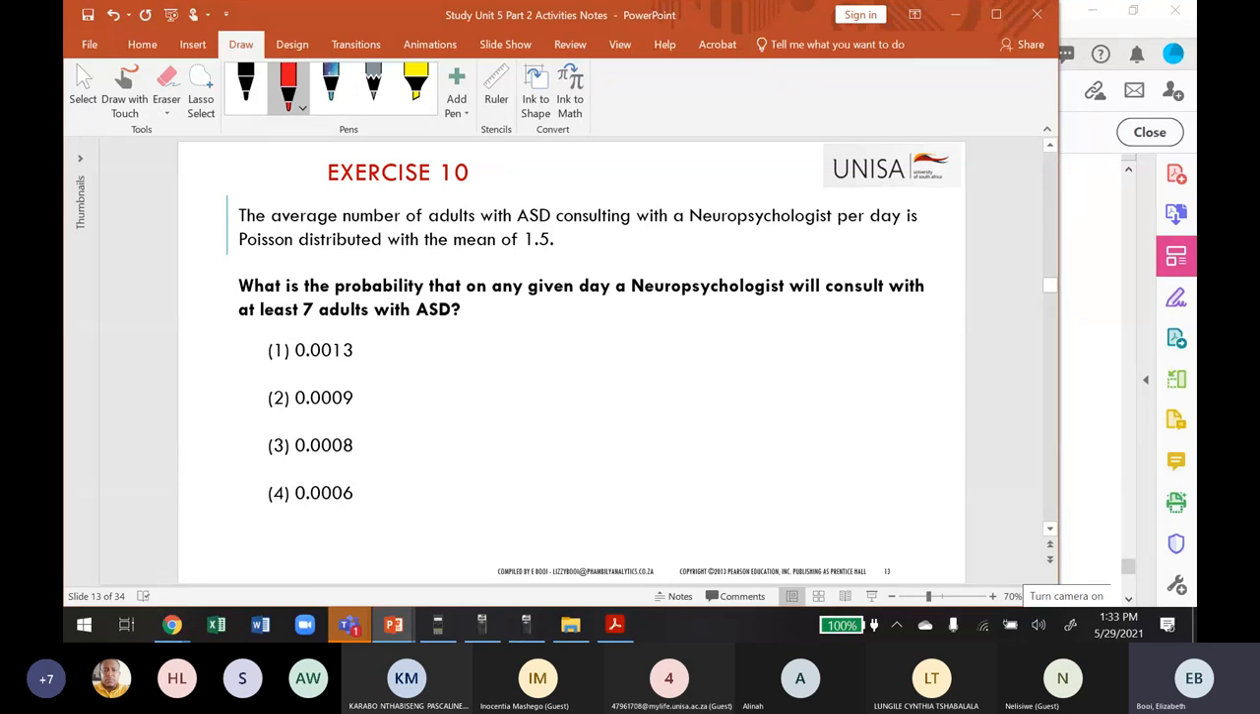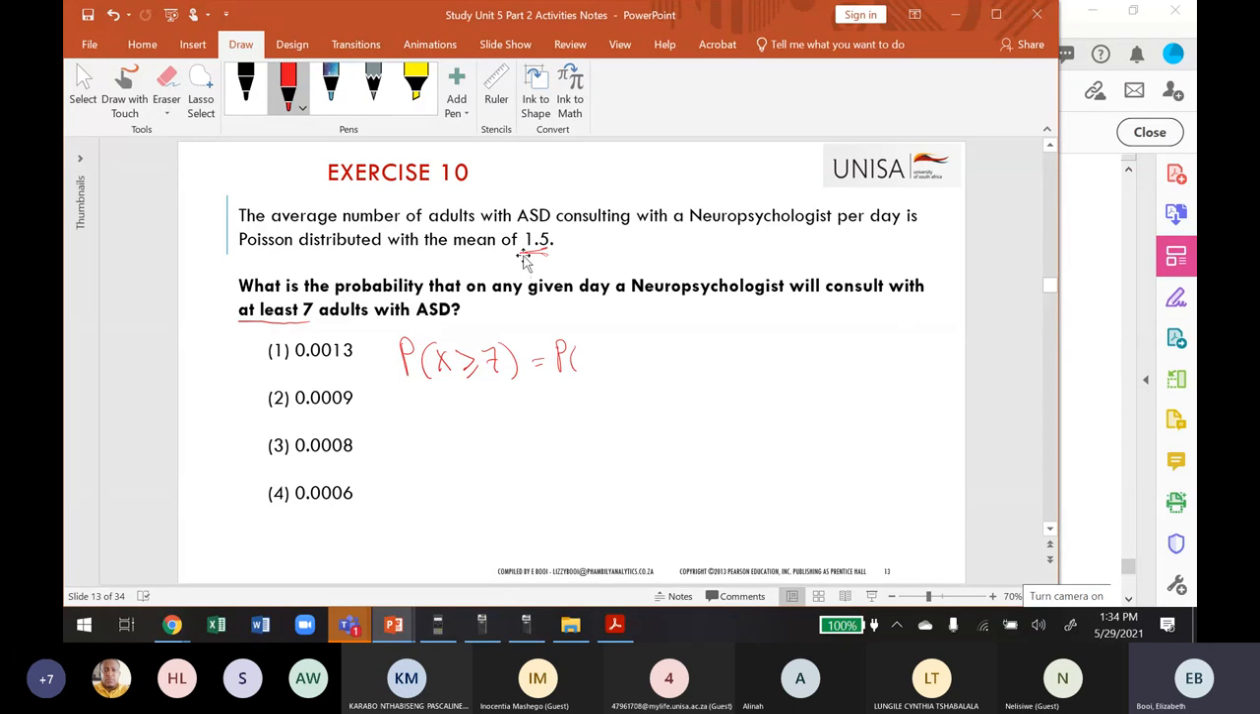The average number of adults with ASD consulting with neuropsychologists, we've read this sentence before, is 1.5. What is the probability that on any given day, a neuropsychologist will consult at least 7? What are we calculating here? We're calculating the probability that X is greater than or equal to 7. Therefore, we need to find the probability.